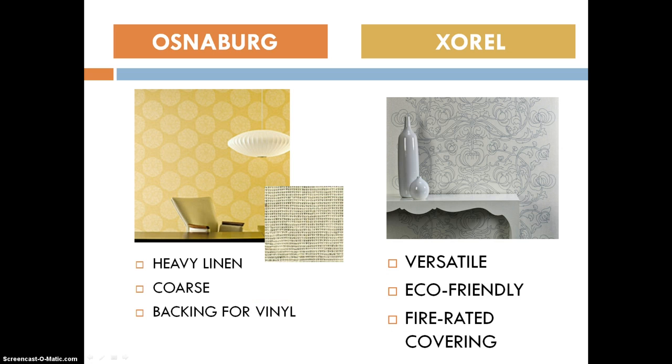Alright, next, the Osnaburg, like we talked about before. It's a coarse, heavy cloth. It's usually made of cotton, and it's used in the type 2 vinyl coated wall fabrics. And then we have Zorel, and this is a versatile, eco-friendly, fire-rated wall covering.